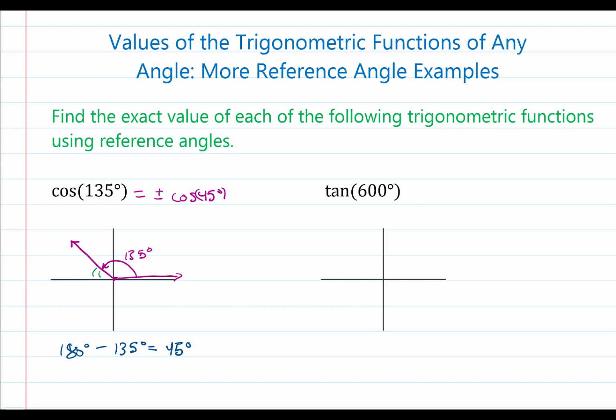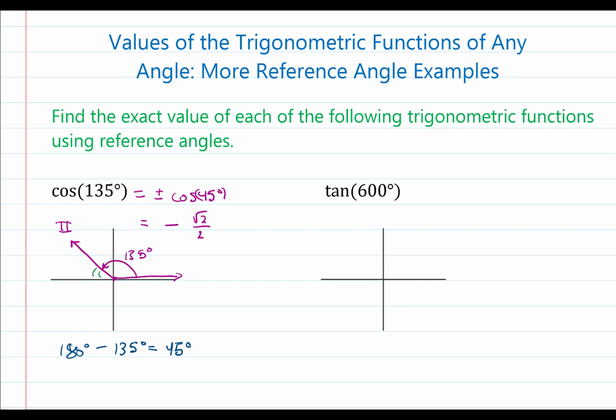Now I evaluate cosine of 45 degrees. Well, cosine of 45 degrees is going to be square root of 2 over 2. And then I identify whether my ratio should be positive or negative based on the quadrant that my terminal side lies in for my original problem. So because my terminal side lies in quadrant number 2, and we know that cosine is negative in quadrant number 2, it means my answer should be negative square root of 2 over 2. So with these problems, I'm always going to start with a plus or minus of the trigonometric function with the reference angle, and then identify whether my answer, my ratio, should be positive or negative.